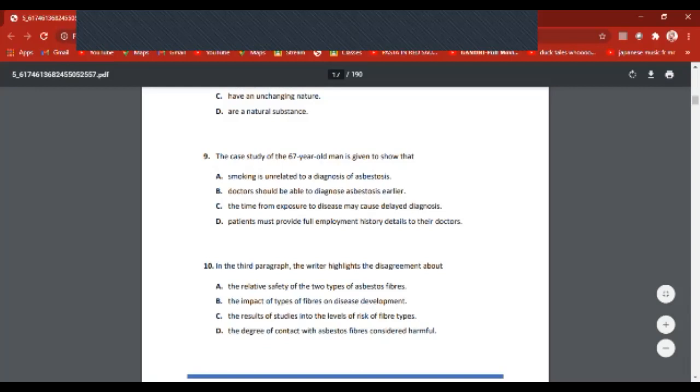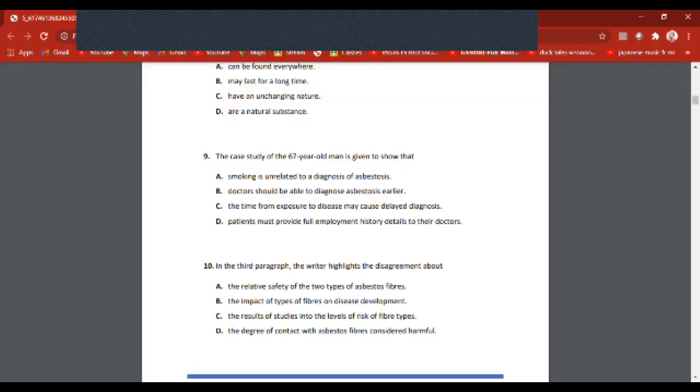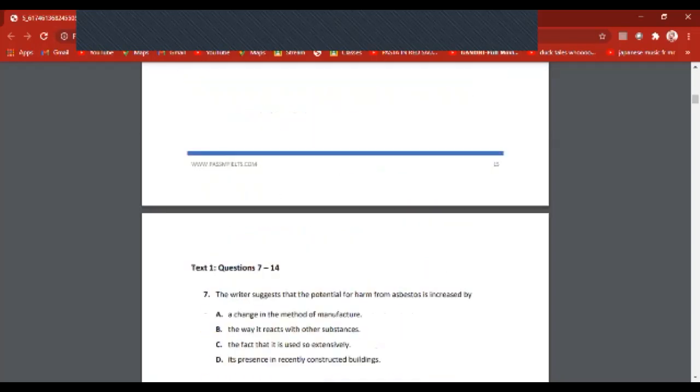Fourth, patients must provide full employment history to their doctors. This is about employment history. So far: first, smoking unrelated; second, doctors should be able to diagnose earlier; third, the time from exposure to disease may cause delayed diagnosis, meaning that depending on the time, it may go on for a long time without showing up; fourth, employment history details. Okay, so let's read what the case study says. 67-year-old man.